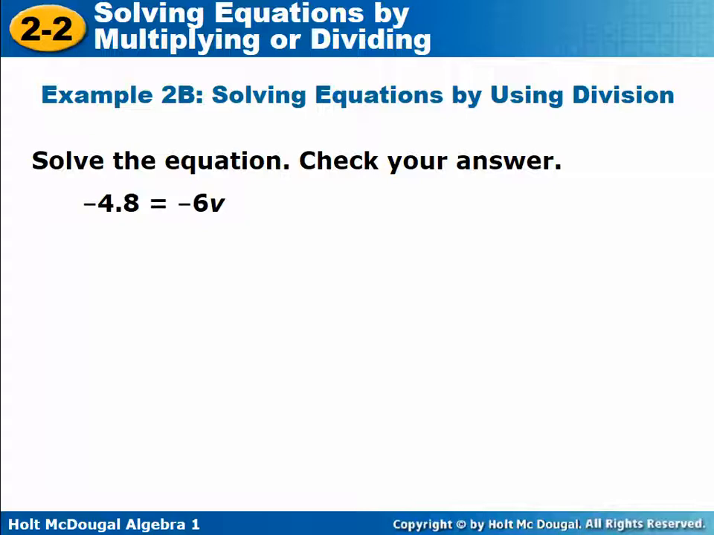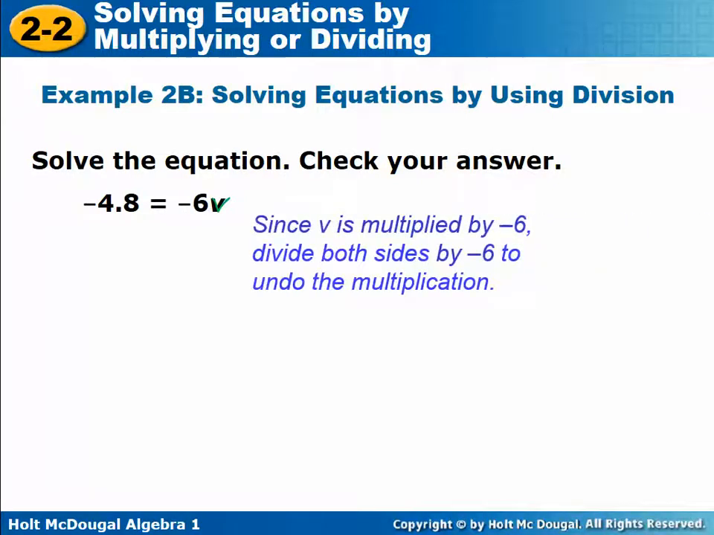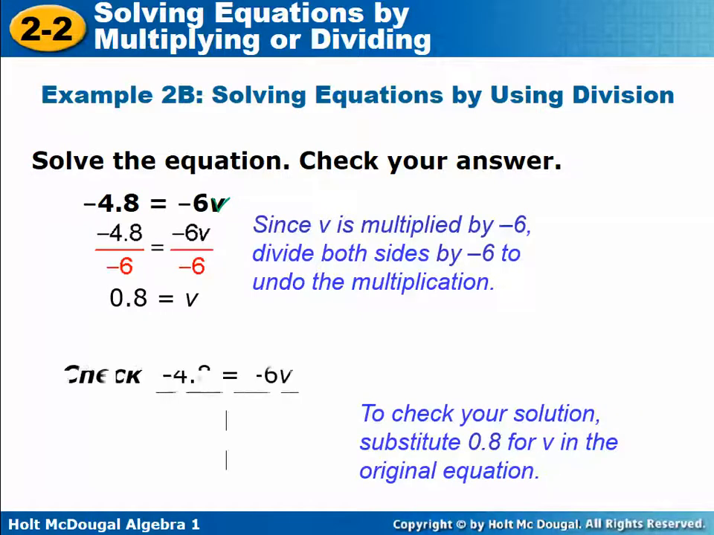In this example, the variable is v, and v is being multiplied by -6. So the opposite of multiplying by -6 is to divide by -6. Make sure you divide by the negative, otherwise you'll get the wrong answer. So -4.8 divided by -6 is positive 0.8. Check that on your calculator. And then you check it by putting it back into your equation and making sure that you get the same answer on both sides of your equation.